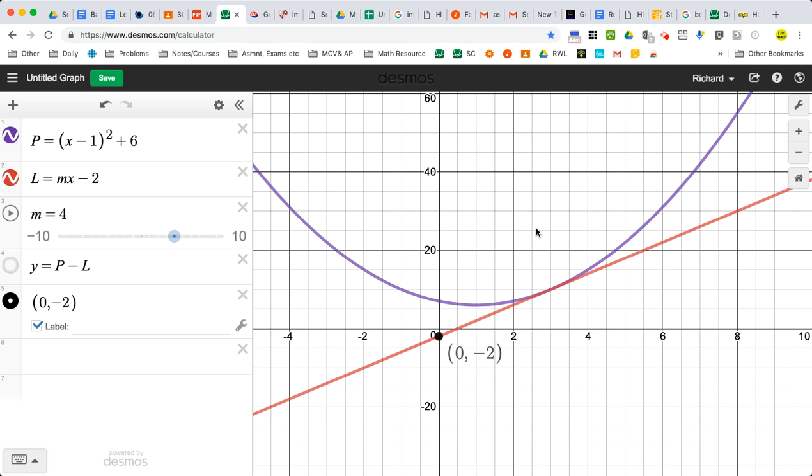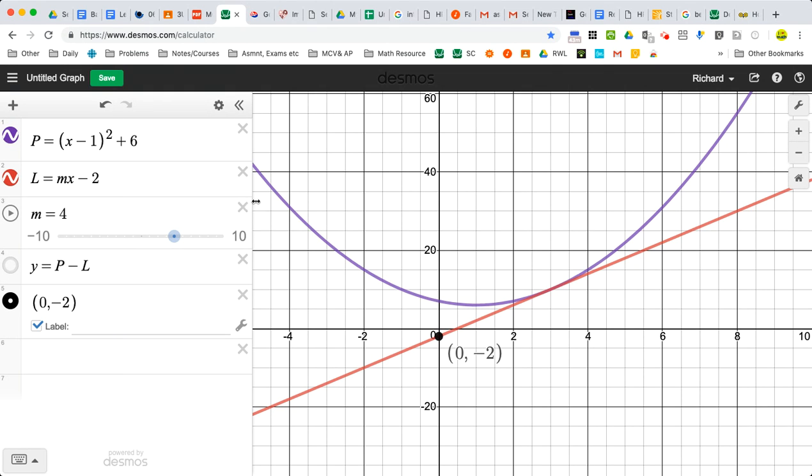I'm doing a screencast to help you interpret our work with intersections of lines and parabolas. So what I want to do is just point out to you, hopefully you can see the mouse moving over here. The parabola that we've graphed is (x - 1)^2 + 6. The straight line that we're graphing, L, is mx - 2, so the slope is variable. And then here's y = P - L, the parabola minus the line. That would be the distance between the graphs.